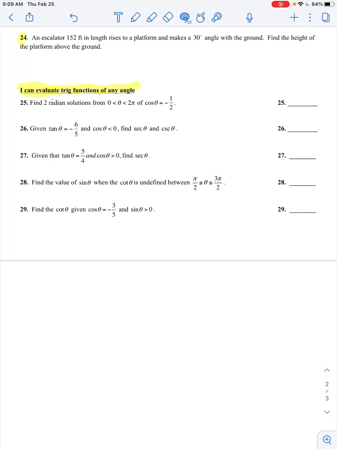Hey guys, going through the review, it looked like a lot of people either skipped this last part or tried it and really didn't know what they were doing. So I wanted to make sure you had a chance to see how to do those before the test if you wanted to take time to do that. So let's go through these real quickly.